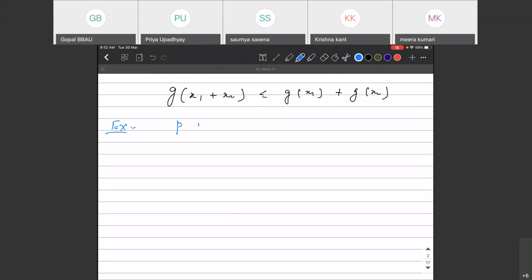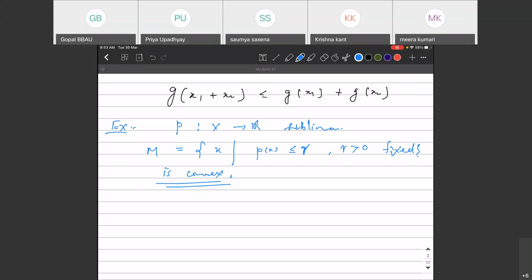The exercise says if P from X to R is sublinear, then we define a set M, the sublevel set, of x such that P of x is less than or equal to gamma, where gamma greater than 0 is fixed. It's convex. So how do you tackle such a problem? You have to show that M is convex.